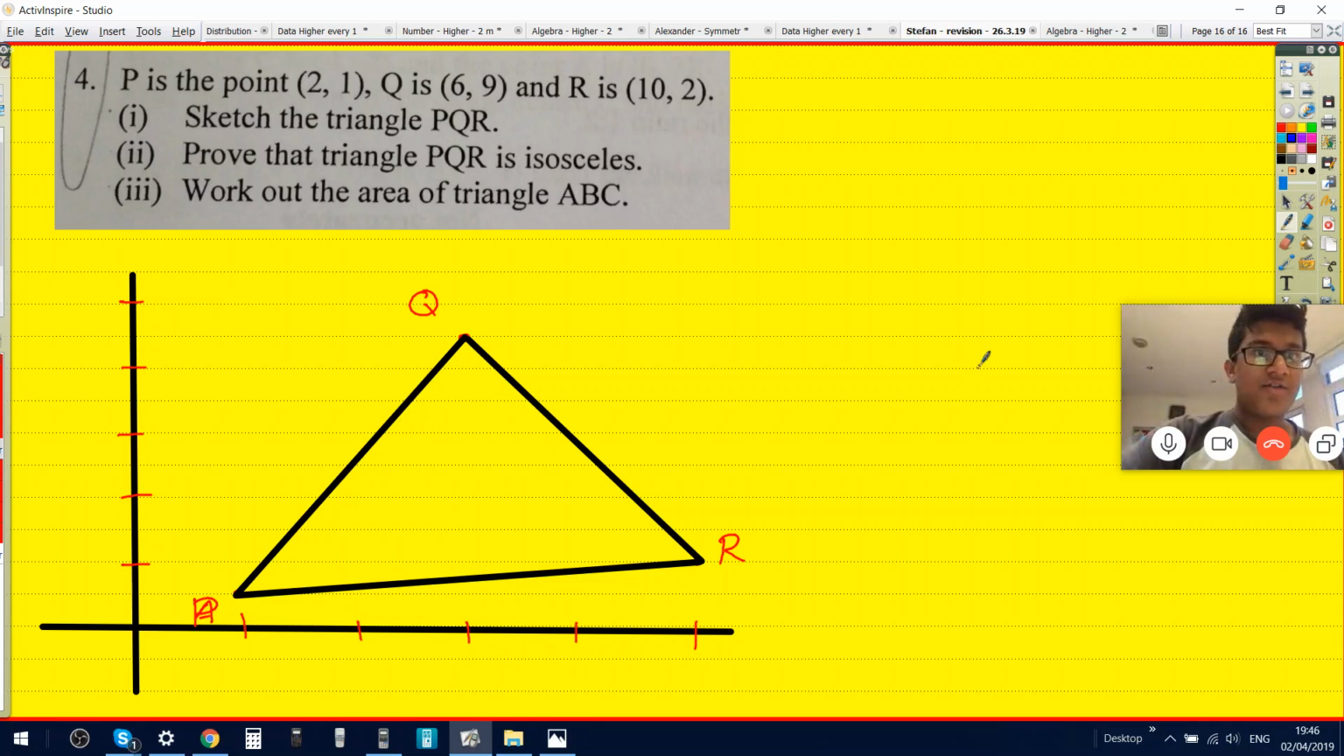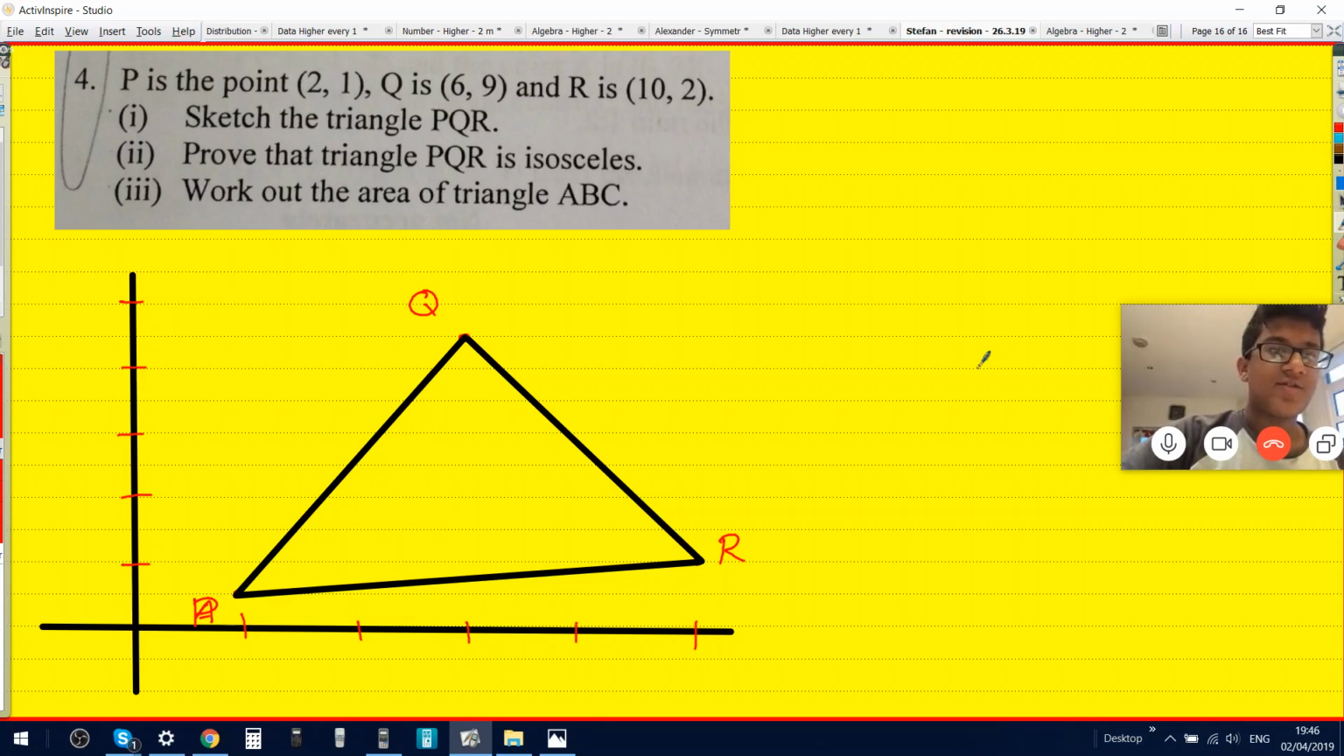Prove that it's isosceles. Yeah, that's the tricky thing. I don't know how I could do that. What do you know about an isosceles triangle? So 2 of the sides are equal in length, and the base angles are the same as well. And so, how could you find the lengths?